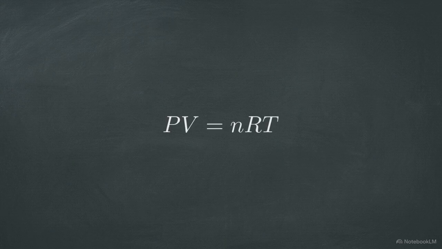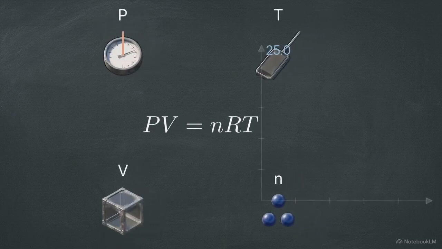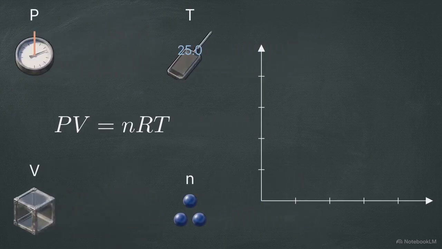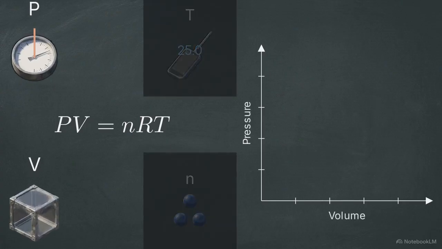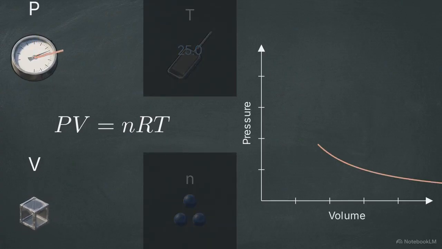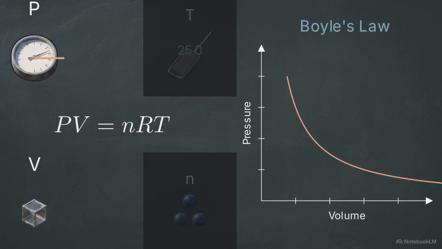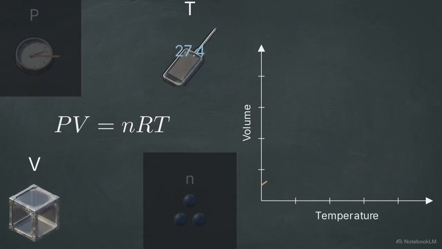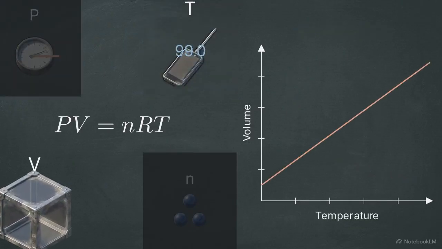We begin with the ideal gas law. PV equals nRT is the engine from which proportional gas relationships are derived. By holding temperature and moles constant, squeezing a gas into a smaller volume increases pressure, tracing the hyperbolic curve known as Boyle's law. If we lock pressure and moles instead, we isolate Charles's law.